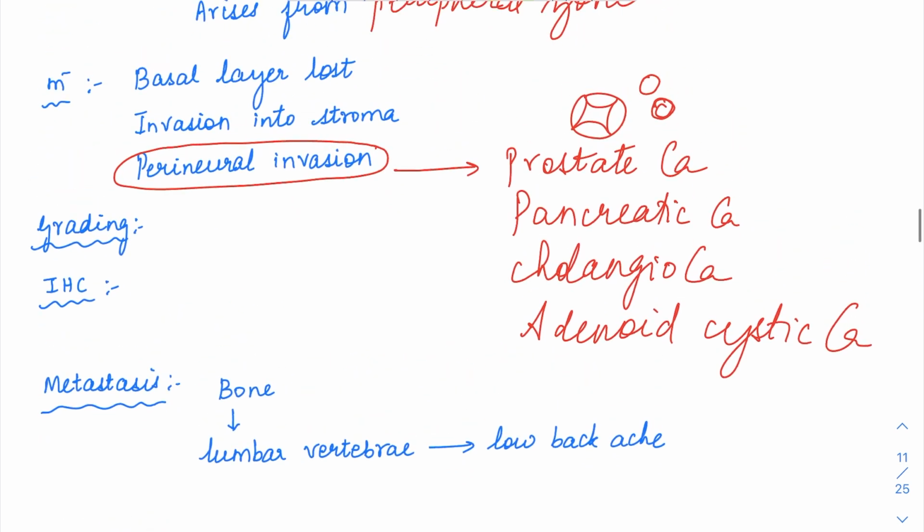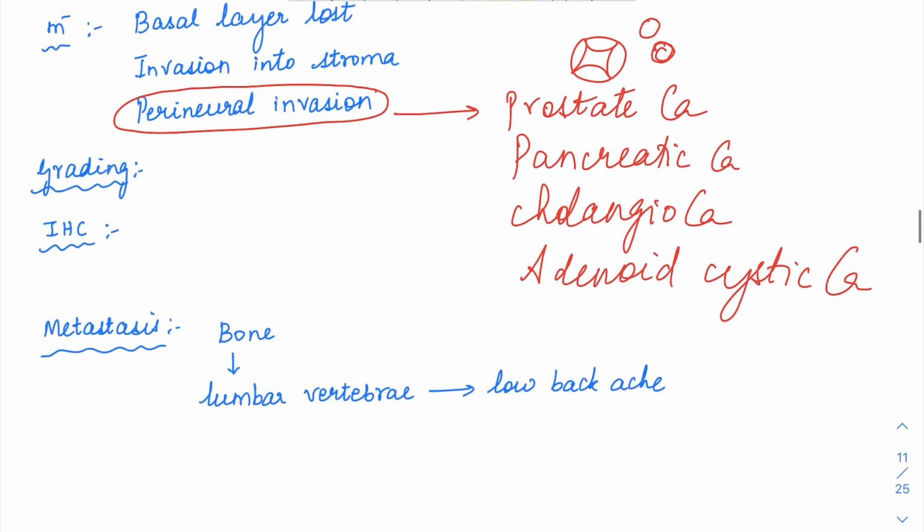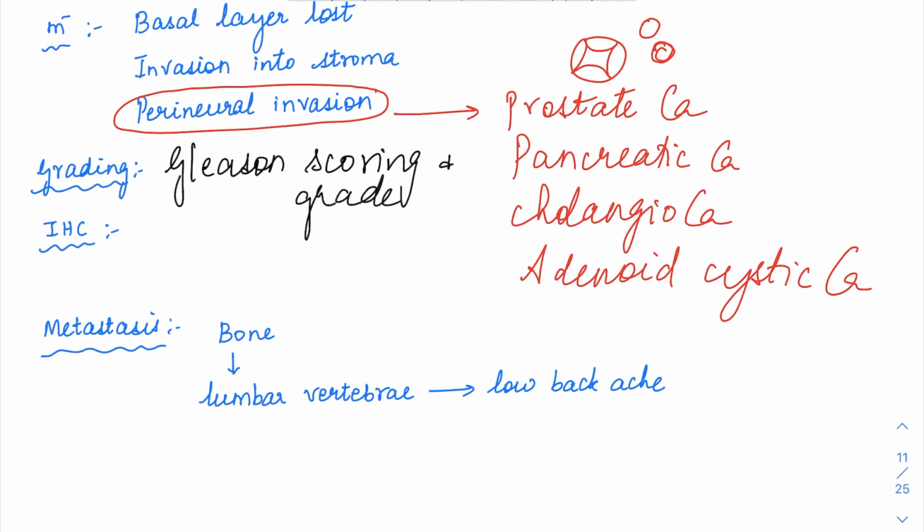In order to grade this prostate cancer, you'll have to use a system called Gleason's scoring and grading. Based on the pattern of arrangement of these tumor cells, we are going to give a score based on this Gleason scoring system, and then we'll assign a Gleason grade also. Based on the Gleason grade only, the patient's prognosis and treatment will depend.